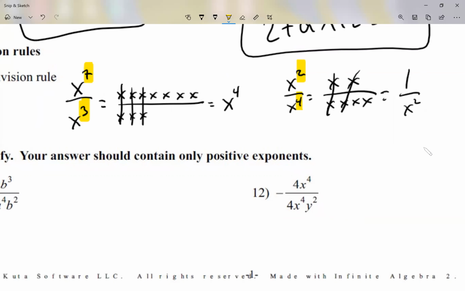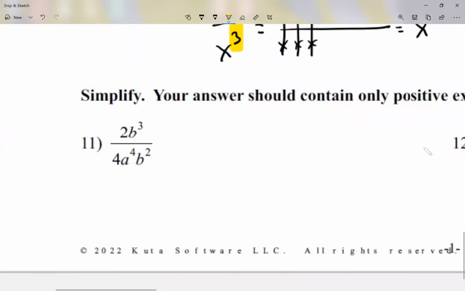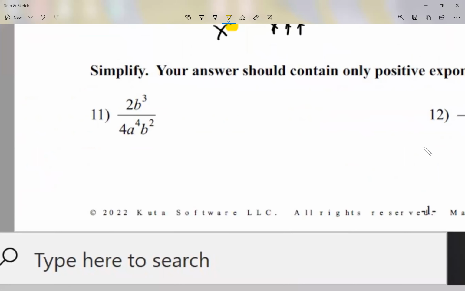So when our exponents happen to be negative, we're still going to write them at the bottom. We're going to write them wherever the bigger exponent was. So if the big exponent was on the top, write it on top. If the big exponent was at the bottom, write it at the bottom. Okay, what do I mean by that? Let's take a look.